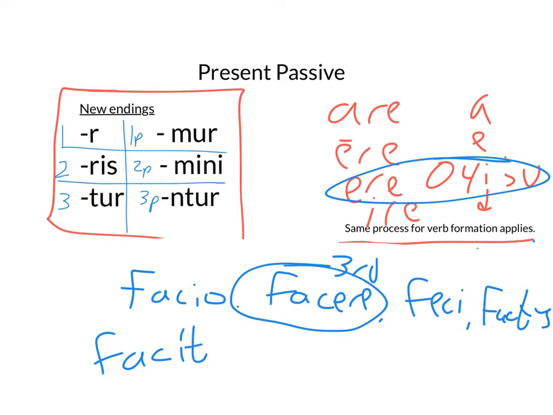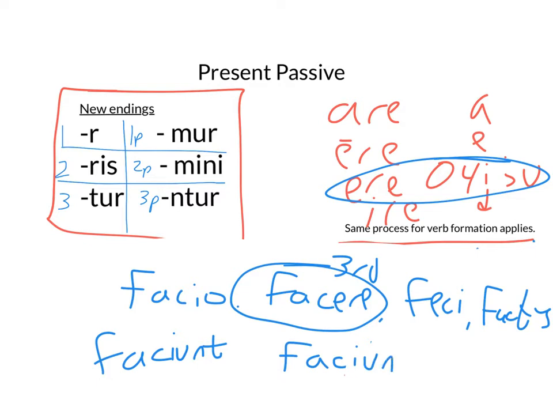So what we had before was facit, which was he makes or he does. But if we want to say it is done, or it is being done, you just put that new ending on there. Notice the I doesn't change there. And just a really quick one, just to hammer the point home, let us take the same root and say, okay, well, we have a third plural this time. Faciunt. Okay, in the active.